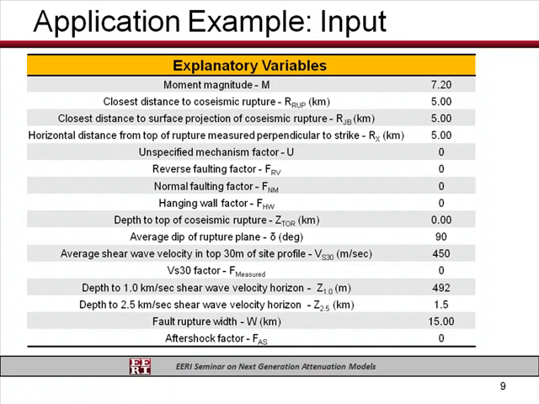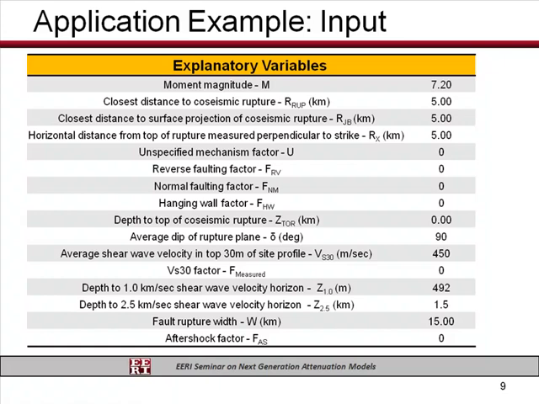So for the other parameters, we have to set the unspecified mechanism factor. For our case, it's 0 since our faulting mechanism is specified as strike slip. The reverse faulting factor, normal faulting factor, and hanging wall factor should be 0 in our example because we have a strike slip fault. And the average dip of the rupture plane is 90 degrees.